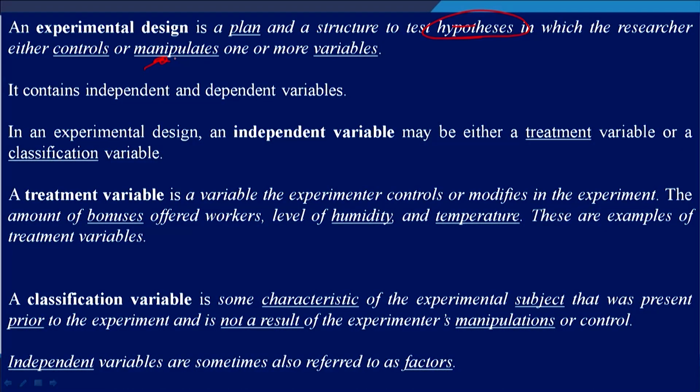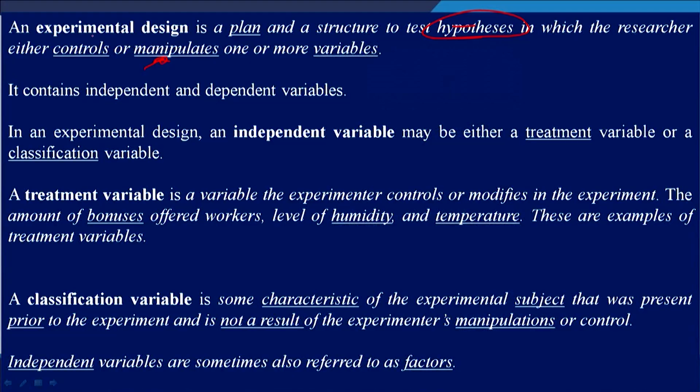So, you can either control or manipulate independent variable, and you may have a situation, let us say, where there is a dependent variable and you have got more than one independent variable. So, you can in fact control or change more than one independent variable and see the effect of those changes on dependent variable. So, as I said, experiment contains dependent and independent variables. So, independent variable may be either treatment variable or classification variable.